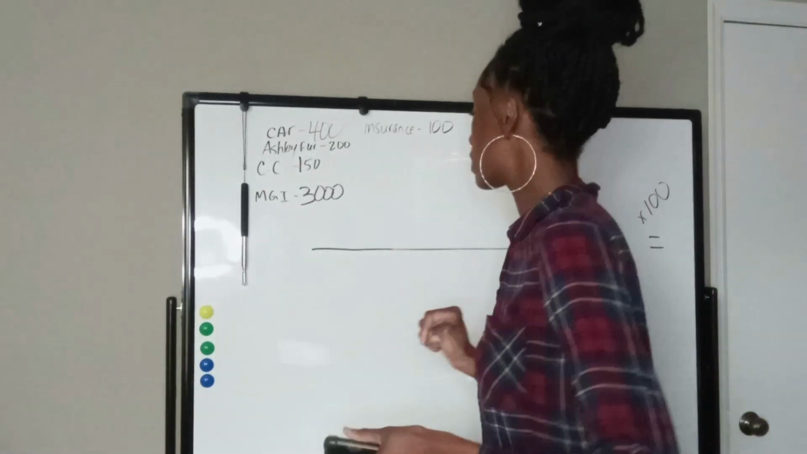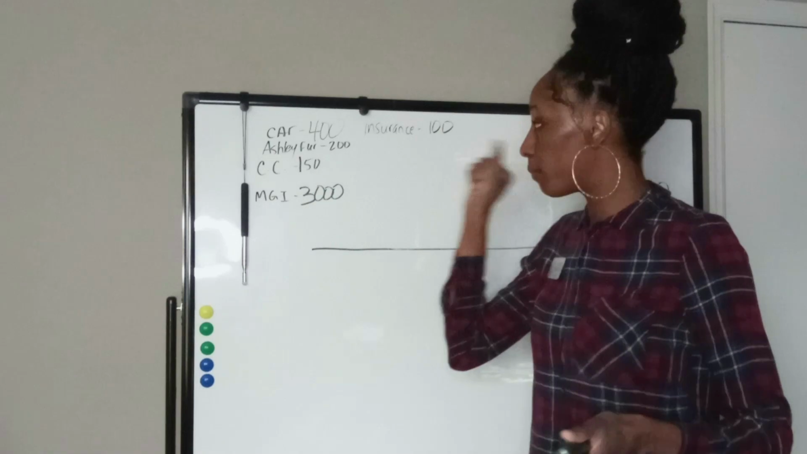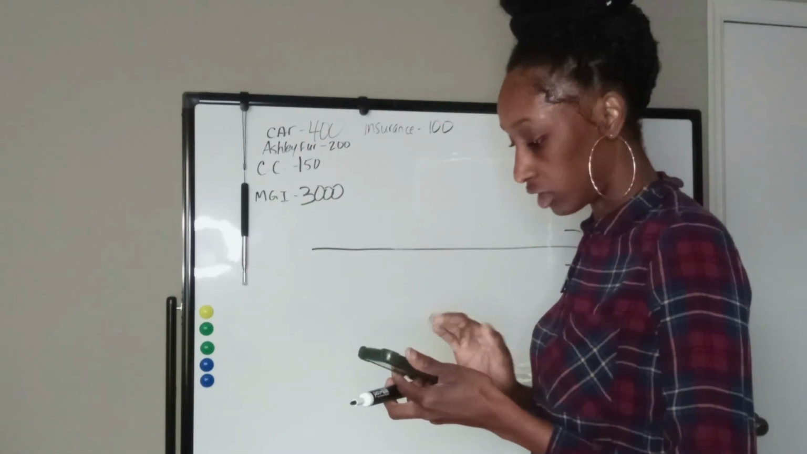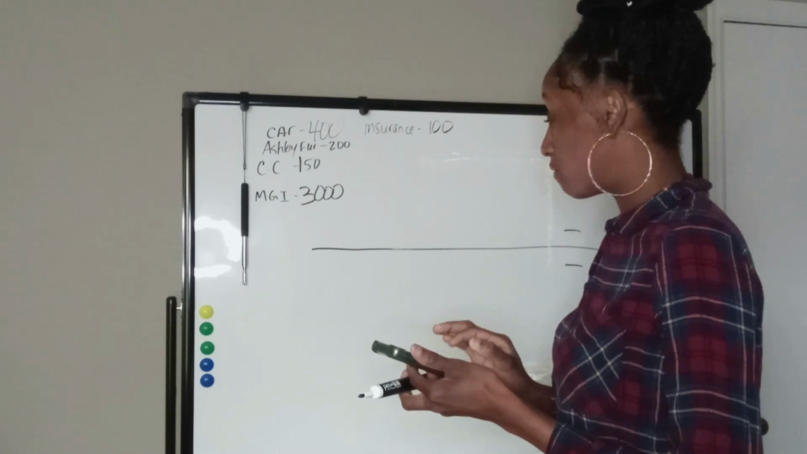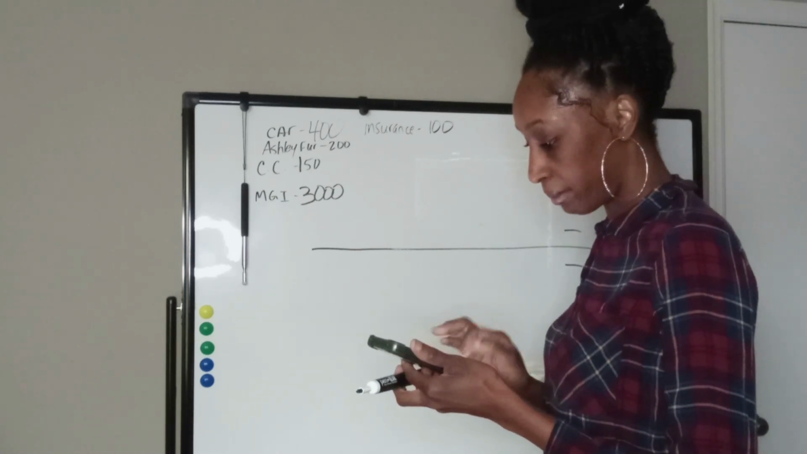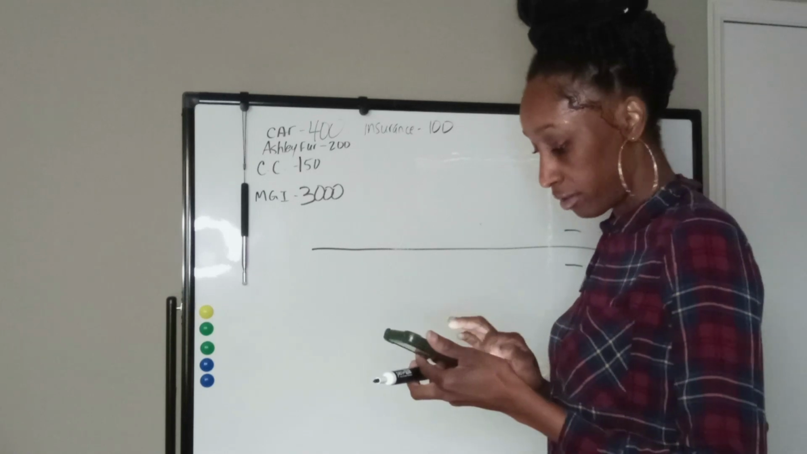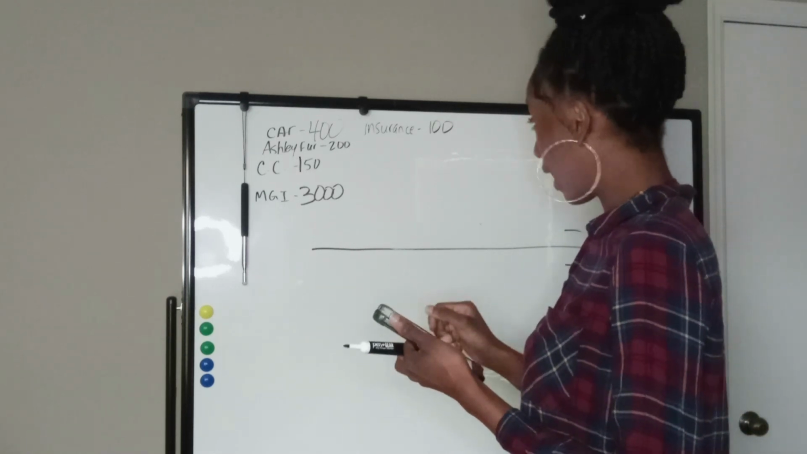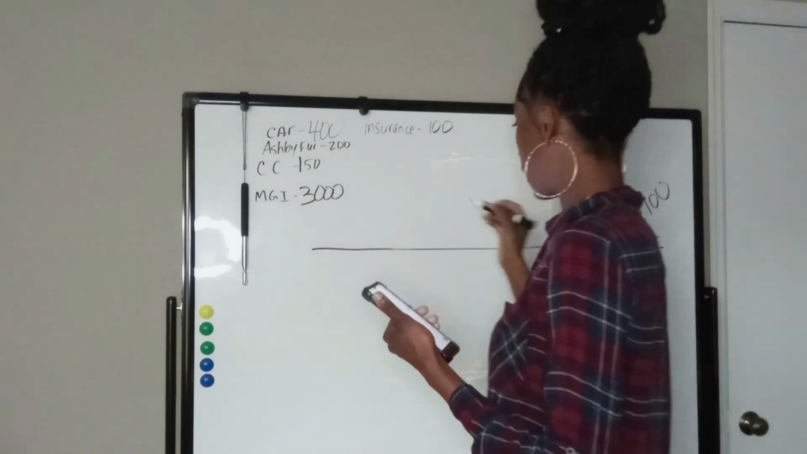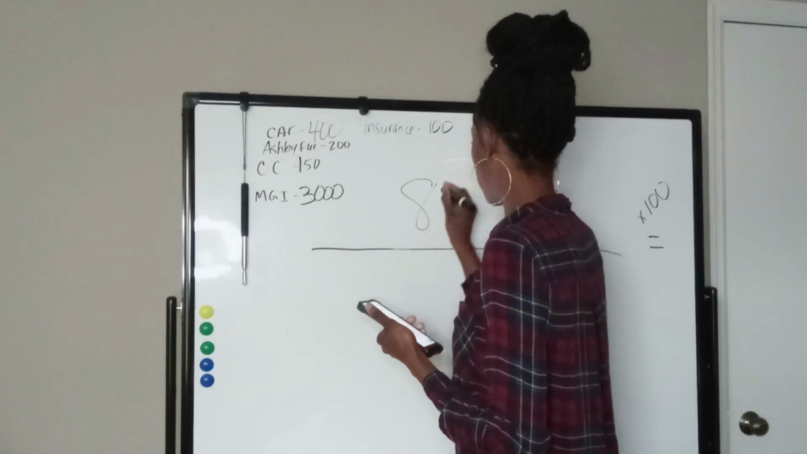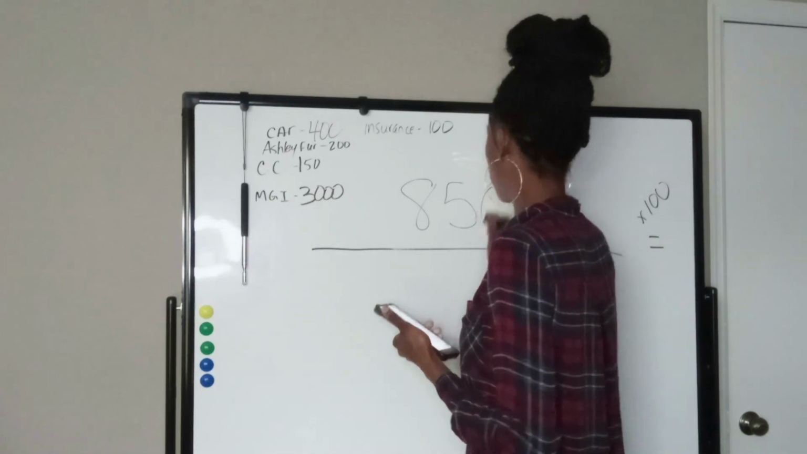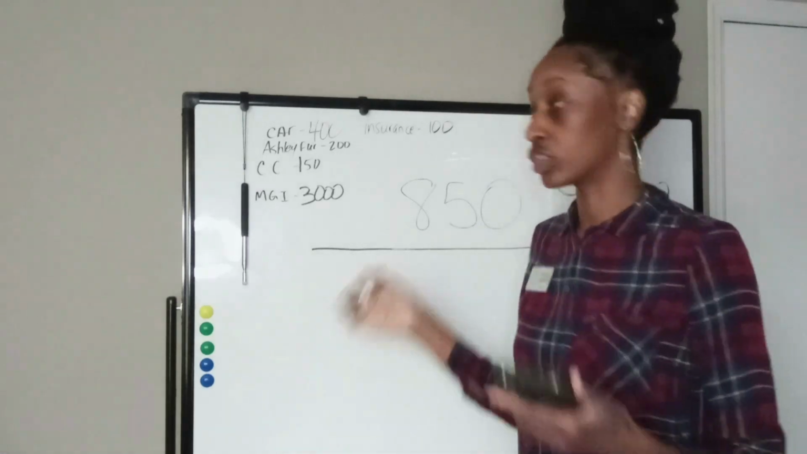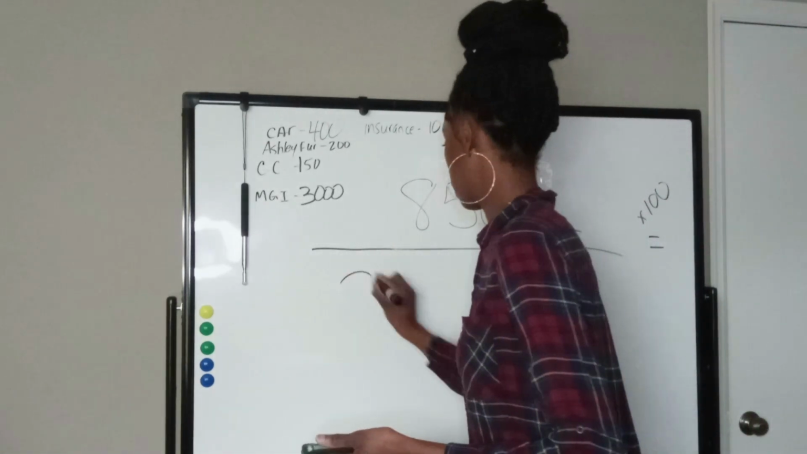All right, so for this scenario, I have a car payment of $400. I have car insurance, $100. I have furniture, that's $200 a month I pay. I have credit card payments of $150. And that's all I have. So my monthly debt brings me to $850 a month. However, this time my monthly gross income before taxes is $3,000 a month.